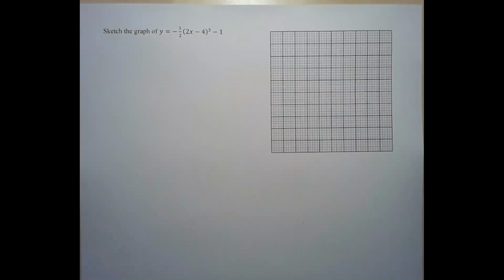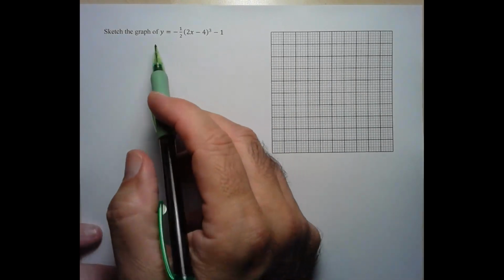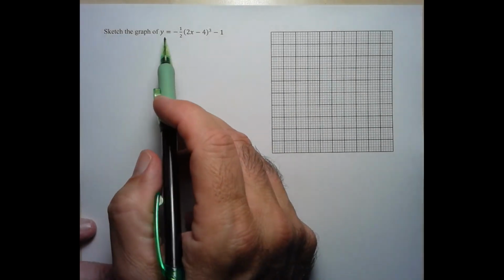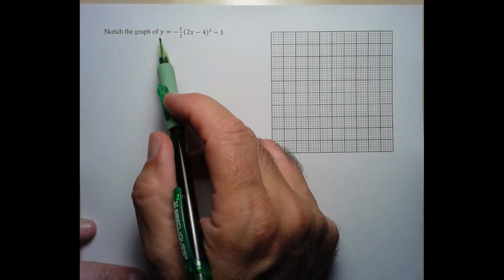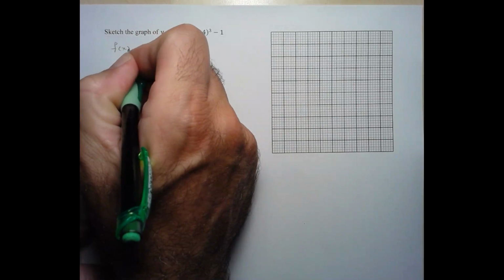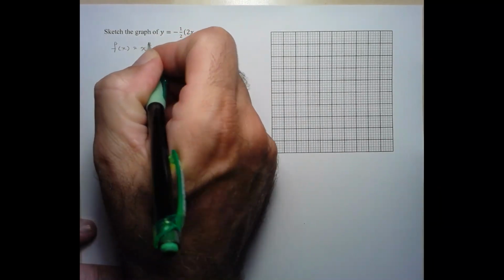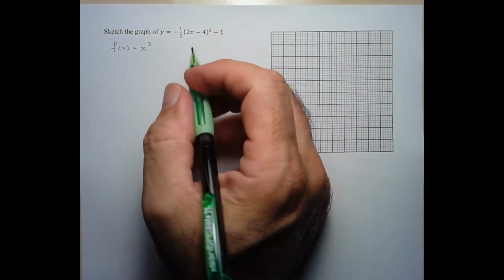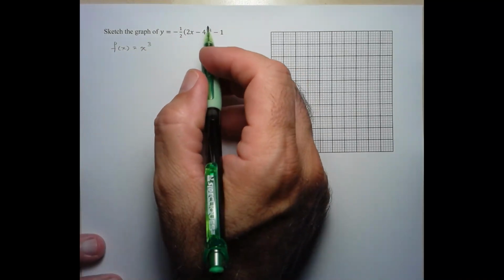Hi folks, in this question we are going to review how to sketch functions as transformations of simpler functions. So if you take a look at the function we have here, you can see that it's related to a simpler function that we know. It's related to the function y equals x cubed, all right? Because we have a variable and it's being cubed.